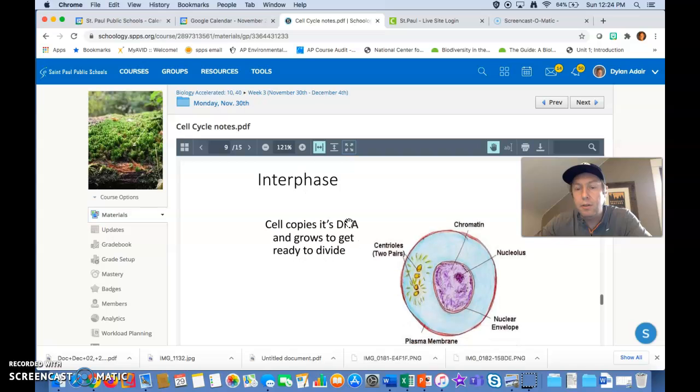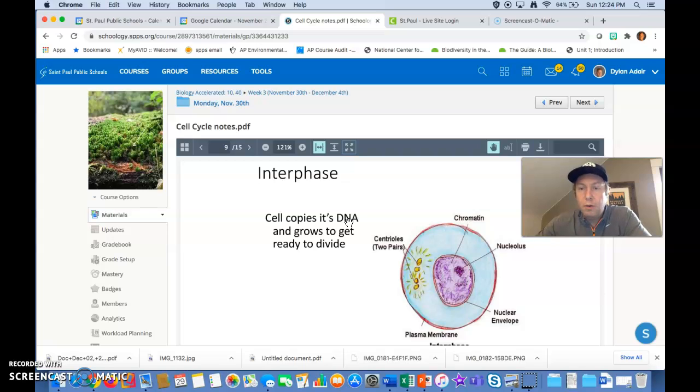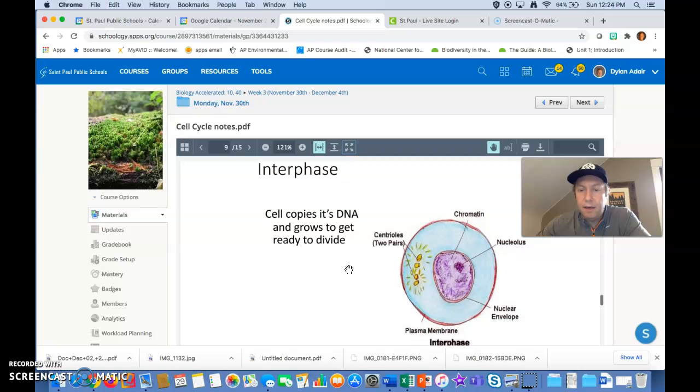Let's look a little bit closer into these phases, and this is what you're going to use for your actual project. Interphase, G1, S, and G2, the cell copies its DNA and it's getting ready to divide, okay?